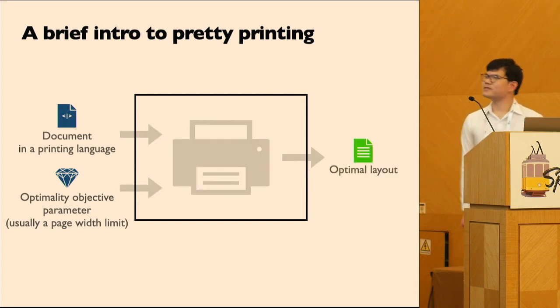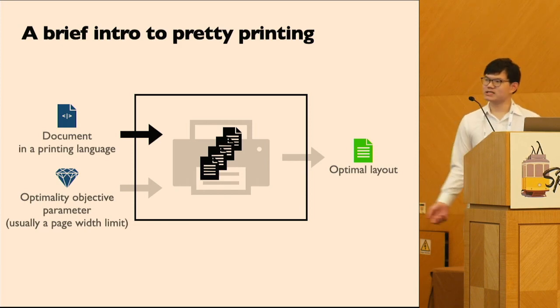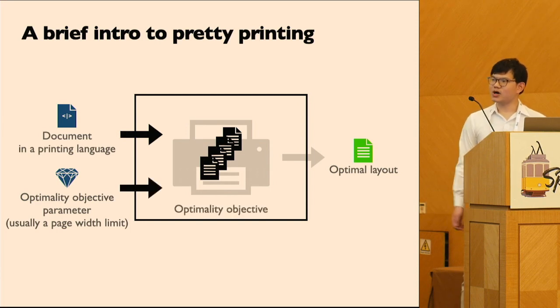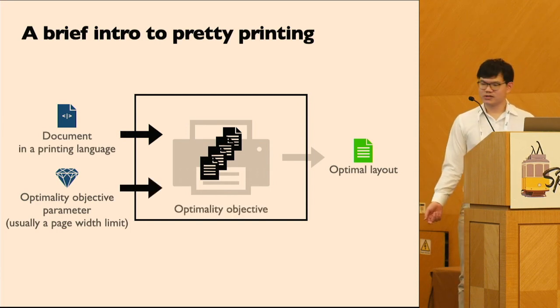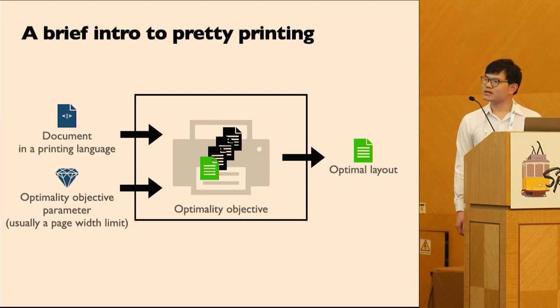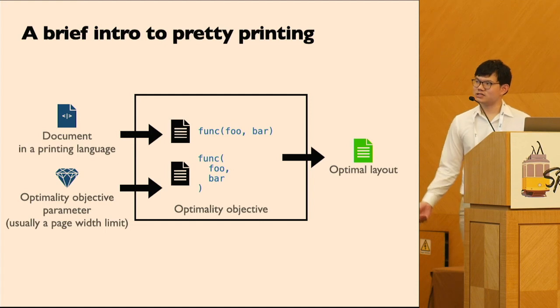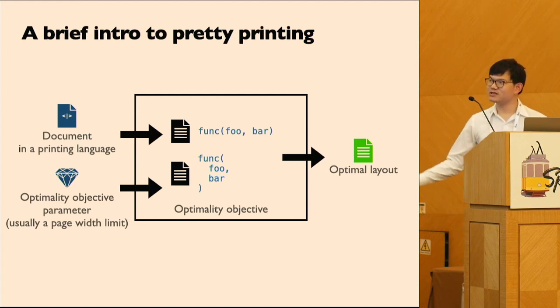More elaborately, the document encodes a set of layouts that the user wishes to express. And the printer's job is to read this page width limit, combine it with the optimality objective, pick the optimal layout, and then present that to users. As an example, let's say that a document encodes these two layouts. They are both function application, but they are styled differently. One is in the horizontal style, and the other is in the vertical style.